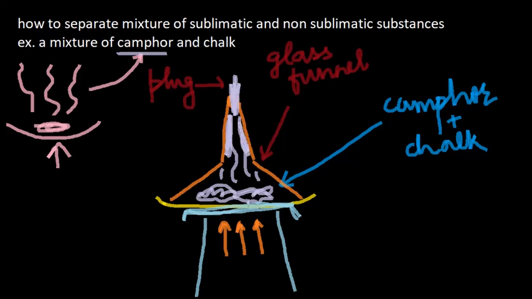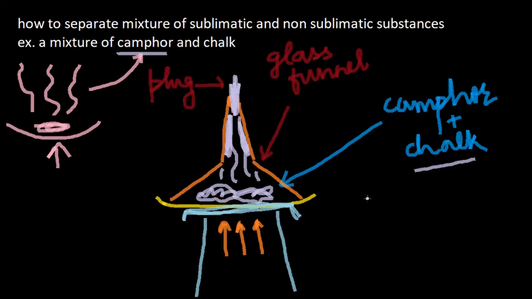So the camphor, due to heat, changes directly into vapor state and then deposits over here as solid camphor, because this is the property of a sublimatic substance. Chalk, on the other hand, is not a sublimatic substance, and it is left behind over here.